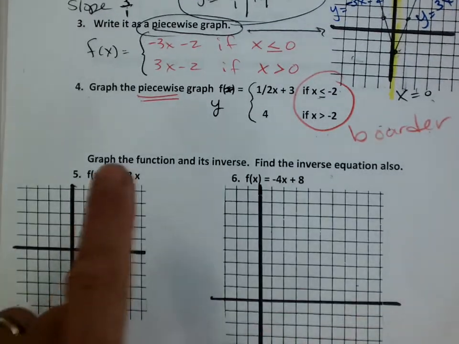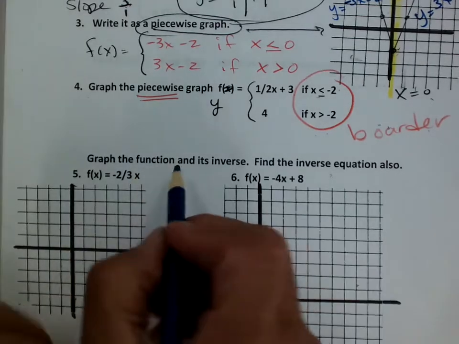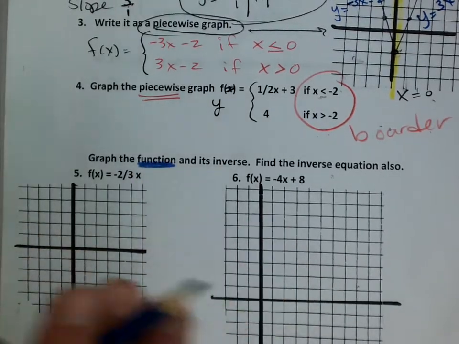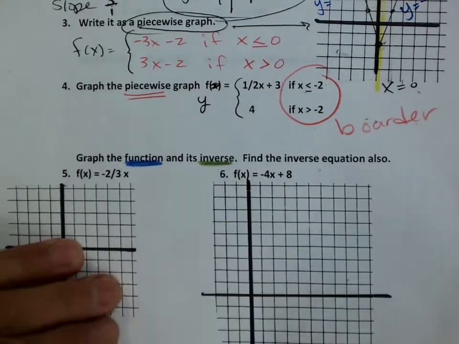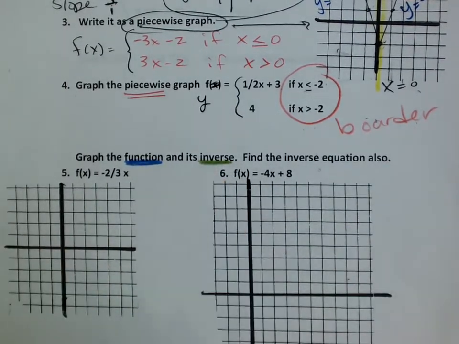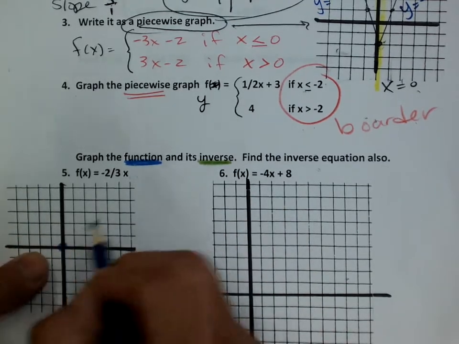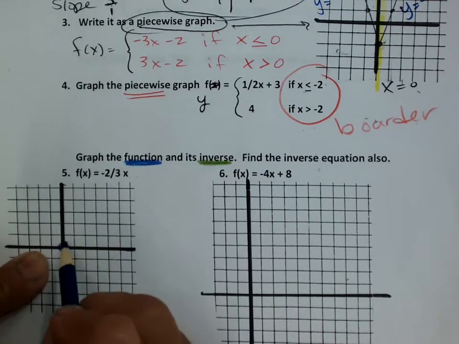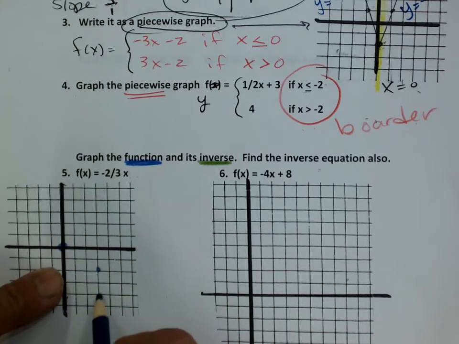So, first of all, let's graph the function. I'll do that in one color. I've got to graph both the function and its inverse. I'm going to do the inverse in green. And I also need the equation. So first of all, the function. The y-intercept is 0, so start at 0. I'm going to go down 2 over 3, down 2 over 3.